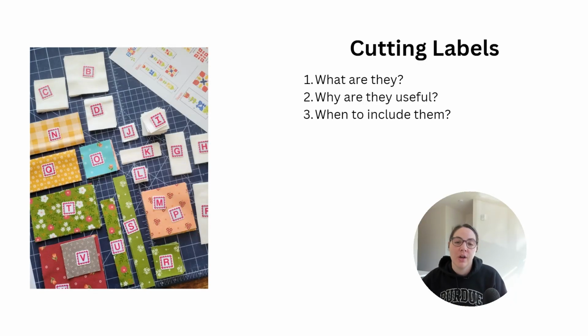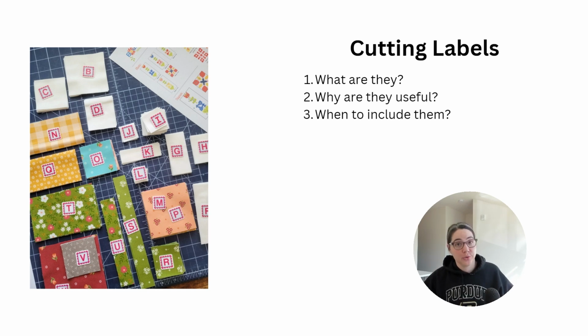So first of all, what the heck are cutting labels? You might have seen these in newer patterns. It's definitely a newer trend, but these things are super helpful. Cutting labels are literally just little slips of paper included in the pattern that are meant for your reader to cut out and then pin or clip to their stacks of fabric, either as they're cutting or after they've cut everything, to keep everything really organized.